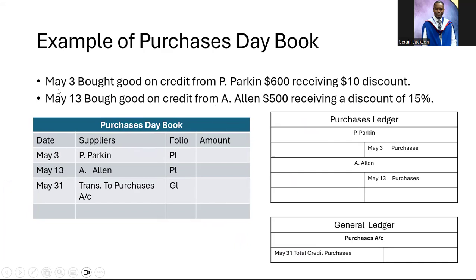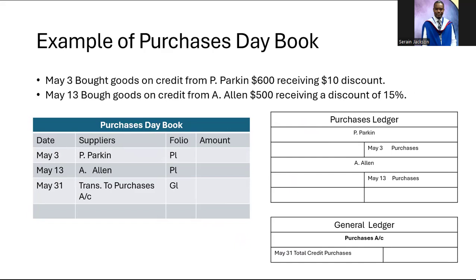All right, so let's look at the transaction. May 3, bought goods on credit from P Parking for $600, receiving a $10 discount. Now, this $10 that you see right here is what we call a trade discount. We have to make a distinction between trade discount and cash discount. Your teachers will talk about it, but let me just give you a little synopsis here.